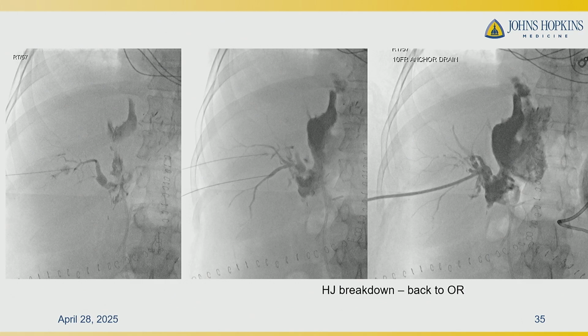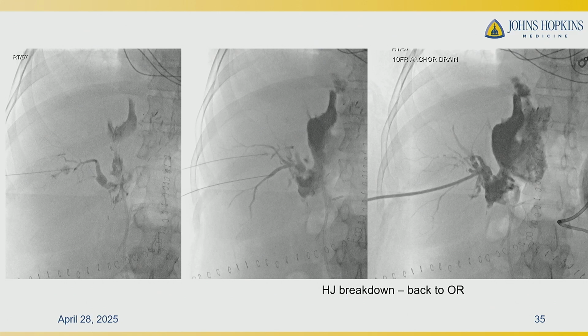So we got 22 gauge Chiba access. You can see very thready, decompressed bile ducts, an undilated system, with secondary access with a diamond tip 21 gauge. And you can see just through the needle, you have a huge HJ leak with contrast extravasation all throughout the porta hepatis central region.